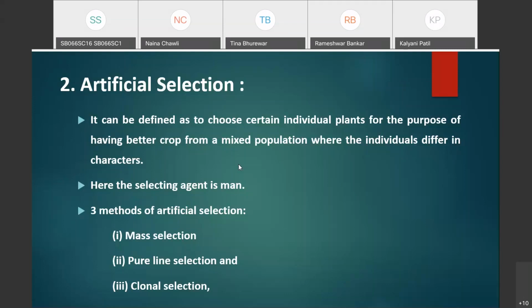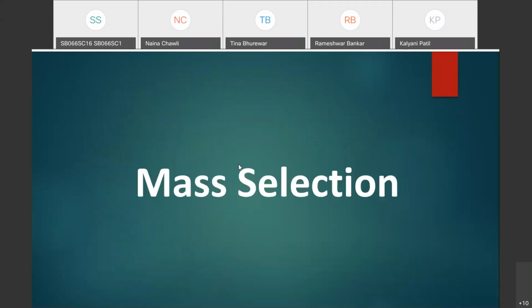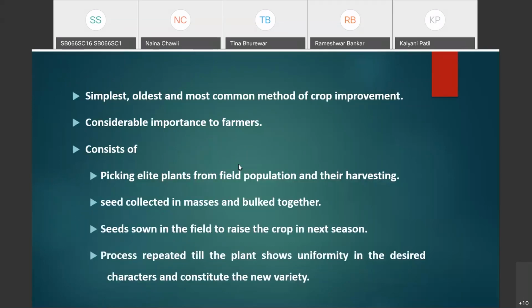Okay, and today we are going to discuss the first method of artificial selection, the mass selection. It is the first method in artificial selection. Mass selection is considered the simplest, oldest, and most common method of crop improvement.